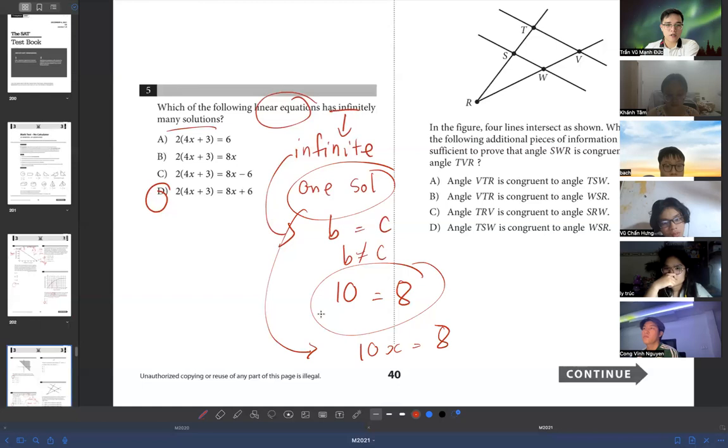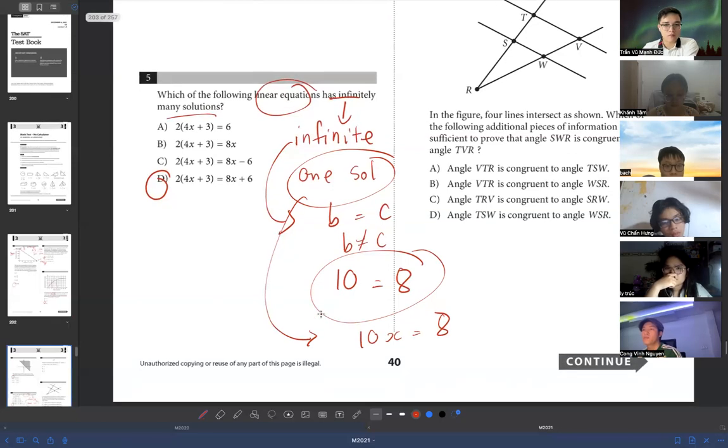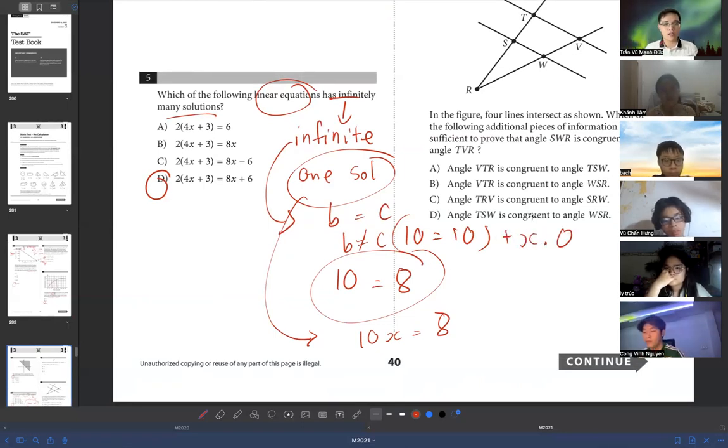And the latter part is no solution, which we are not going to talk about because we're going to solve it and we can see that. Oh yeah, this is no solution, I'm sorry. And infinite is the other way around. 10 equals 10. Because in this case, x times 0, and x will be right for every single case possible. So in this case it's infinite, and in this case, 10 equals 8 is 0 solutions.